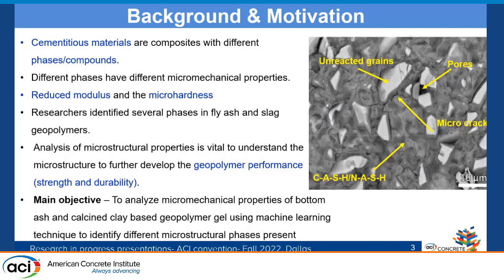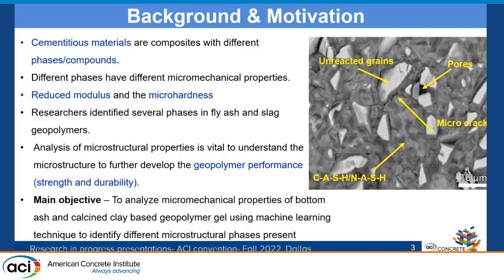So we all know cementitious materials are composed of several phases. These different types of phases have different types of micromechanical properties. The two main micromechanical properties we are interested in are reduced modulus and micro hardness, which can easily be measured using nanoindentation technique.